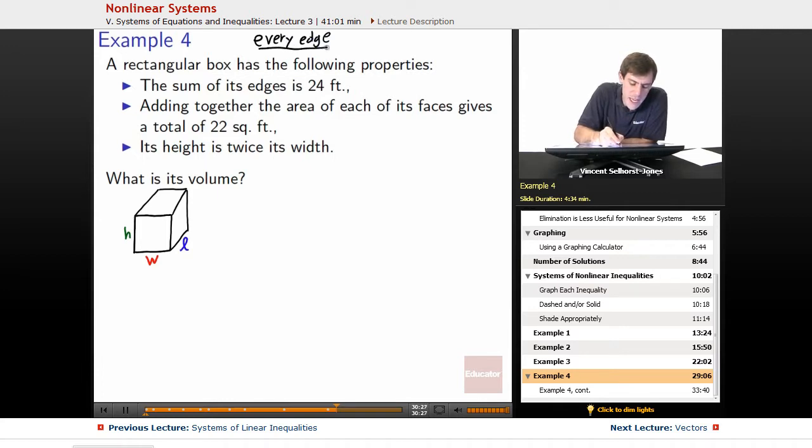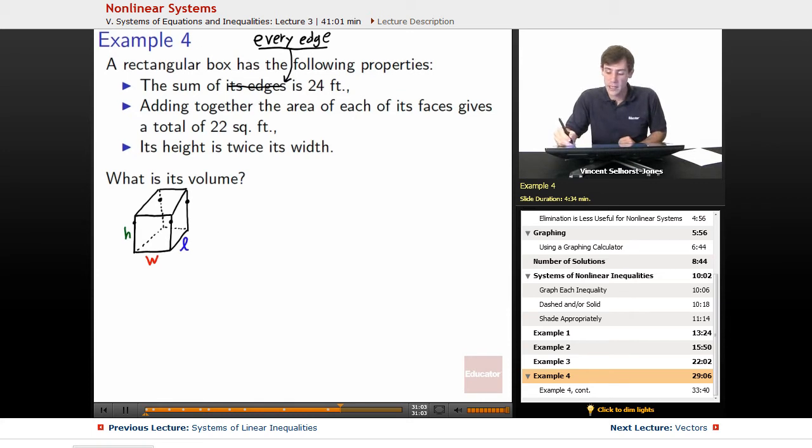But notice how the sum of its edges could be considered just the three fundamental edges, height, width, and length, but it could also be all of the times they show up on the box. If you've got a rectangular object, it shows up here and here and here. Height actually shows up 4 times because we've got each of the columns that make up our box. So we've got a height here, a height here, a height here, and a height here. So if we're looking at every edge, 4 height will be part of what's going into that. So the sum of not just its edges, but every edge is how we'll do this problem.